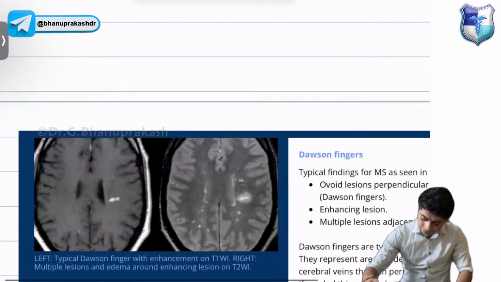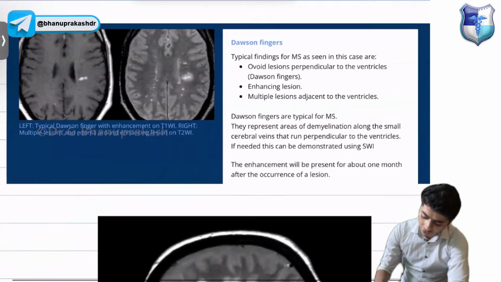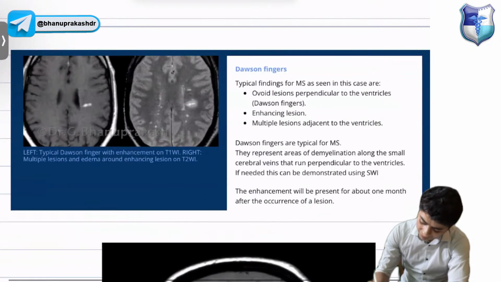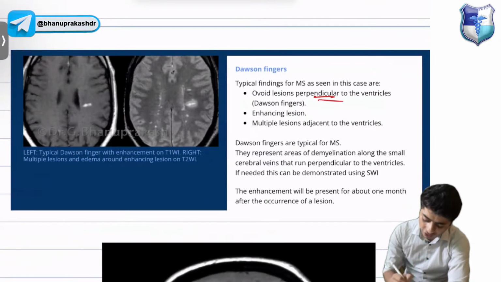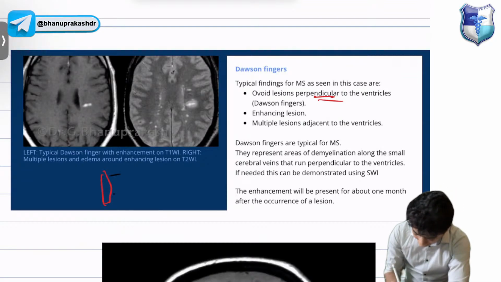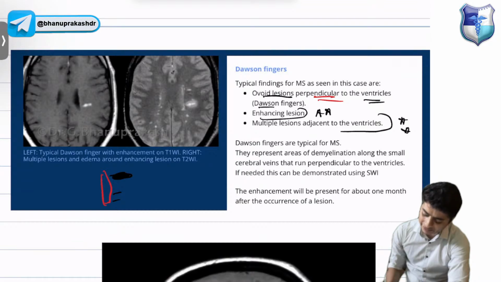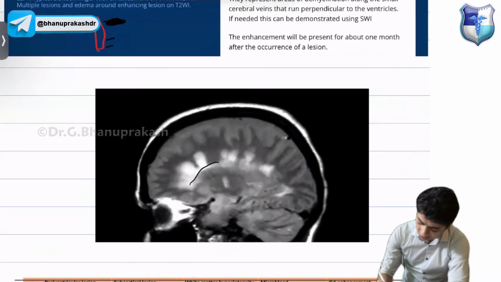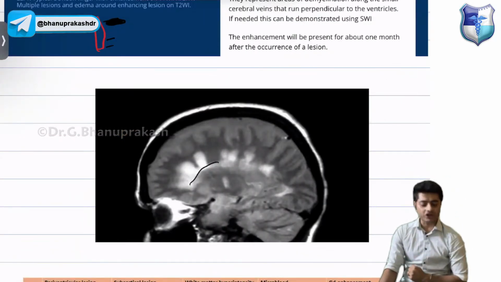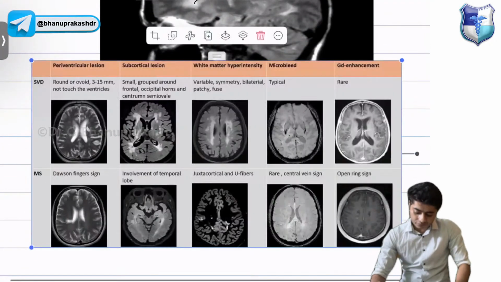Other, see this. We all know that there are periventricular lesions also. Suppose this is your ventricle, perpendicular to the ventricle it will be an ovoid shape. So ovoid lesions perpendicular to the ventricle are your Dawson's fingers. Enhancing, multiple lesions which are adjacent to the ventricles. You can see this diagram. This is the ventricle and these are the Dawson's finger-like projections in a multiple sclerosis patient. Okay, everyone.